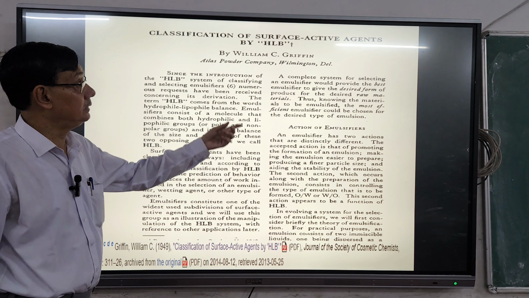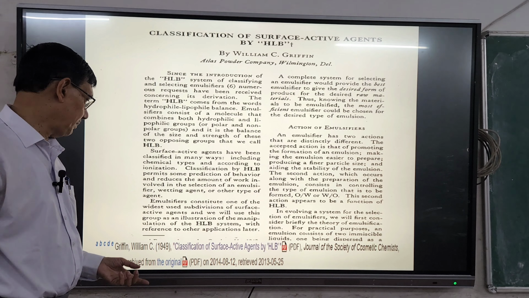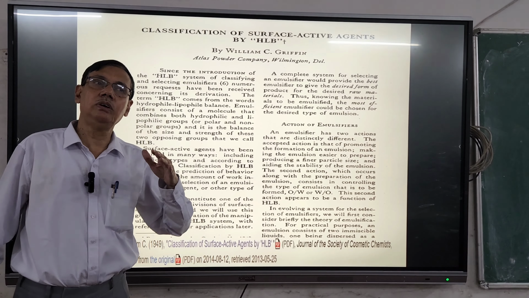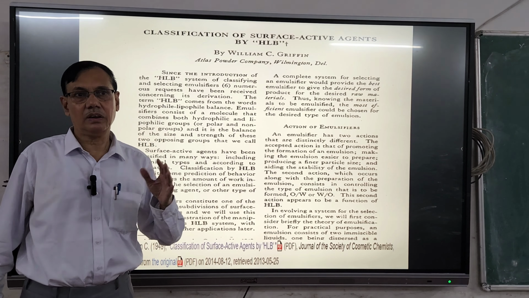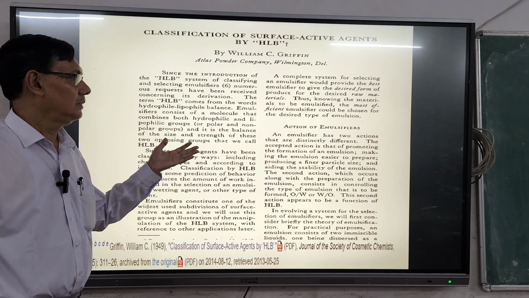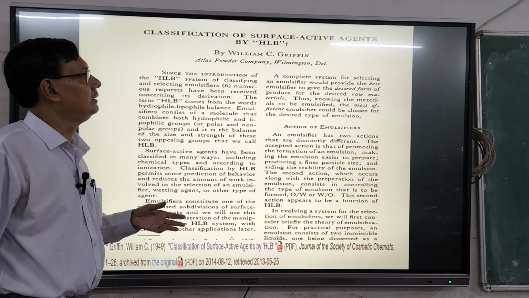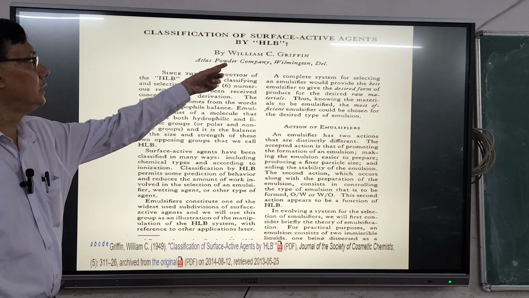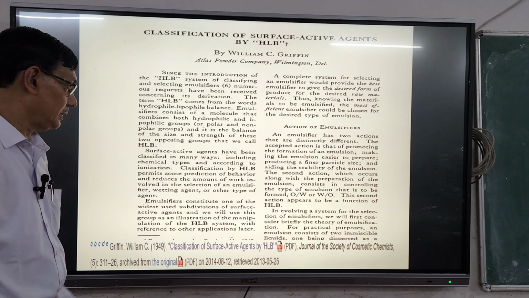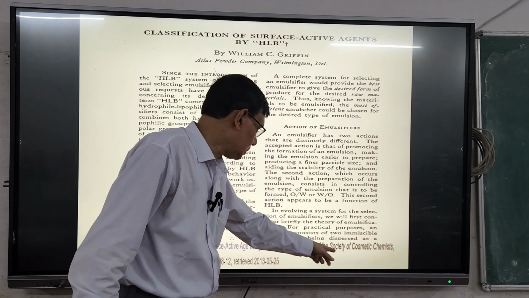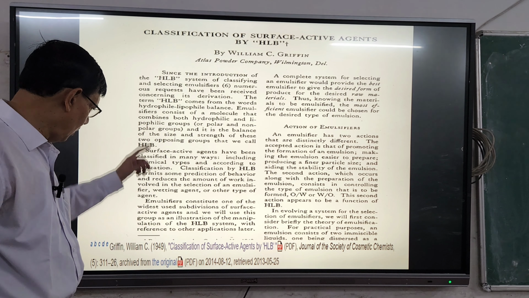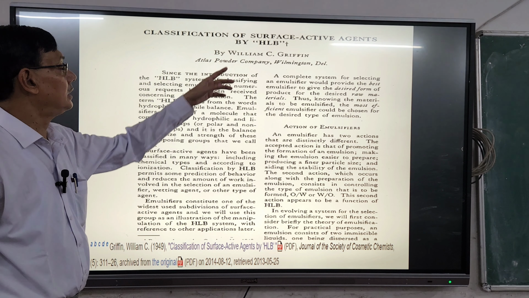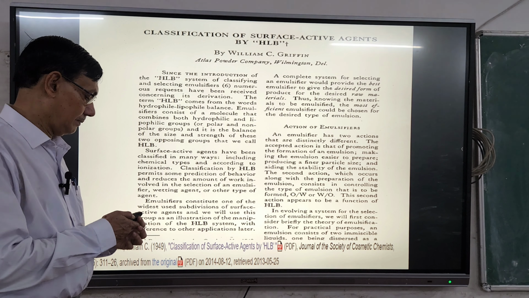But as I told you, this is the original research paper of William C. Griffin. Therefore, generally we call it the Griffin model or Griffin scale, although before that, I think one scientist, Clayton, also published some paper in 1936. But credit goes to Griffin, and this is actually the original paper. It is in the Journal of the Society of Cosmetic Chemists, published long back in 1949, and it is about the classification of surface active agents by HLB.